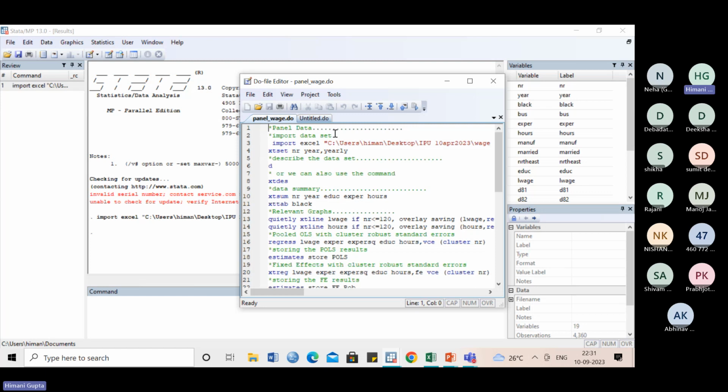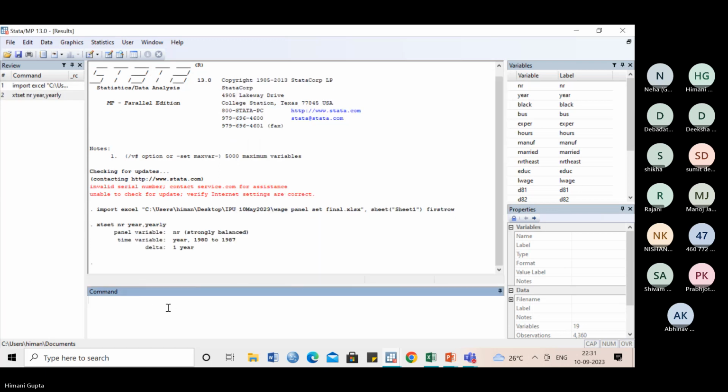We all are aware that panel data is a combination of cross-sectional and time series. So that's why it will be represented by the word XT. Whenever we were doing time series, we always started with TS. Over here, we will start with XT. So the first thing I have to do is give the command xtset. It will tell me that my panel data is from 1980 till 1987, and it's yearly data.